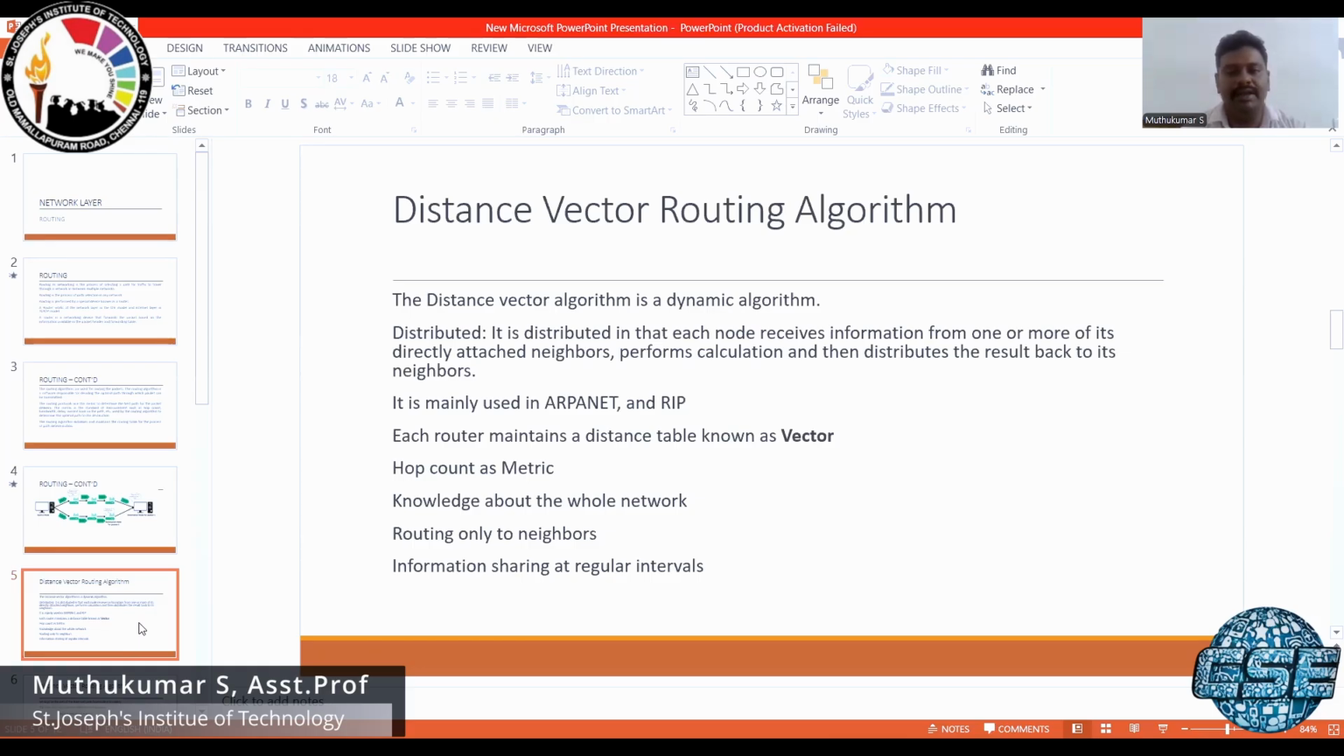In this, every table maintains some vectors and metrics. Here, the metric used for performing the routing, the cost, is called hop count. Delivery from one node to another node is called a hop count of 1. Here we are maintaining knowledge about the whole network by sharing the routing information from the neighbors to the adjacent nodes. Information is shared at regular intervals, that means every 30 seconds, the neighbor shares its information with the adjacent nodes. From that information, the node updates its table periodically.